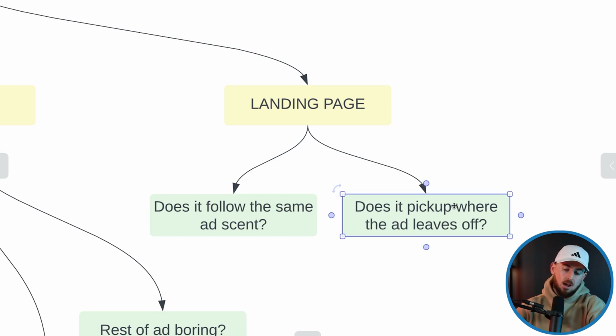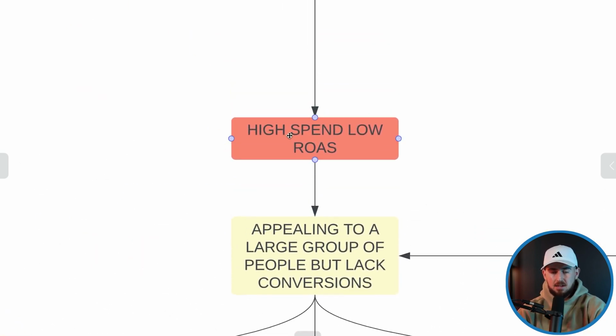Also, does it pick up where the ad leaves off for an awareness level? If we leave people off at problem aware and our landing page goes straight to solution aware, we miss that whole "how does this problem get solved by that solution?" So wherever the ad leaves off, again, leaves off, not starts at, we need to start the landing page from there. So again, that's if you have high spend, low ROAS.